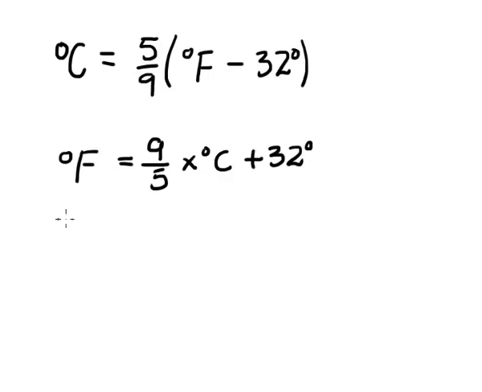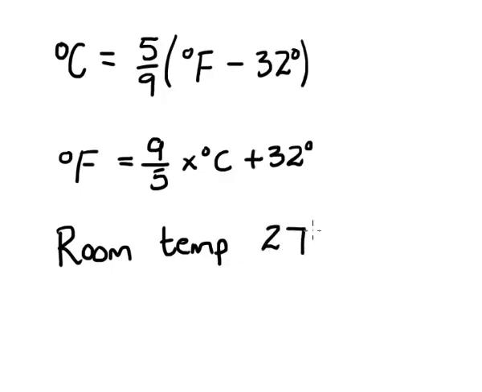So for our first example, room temperature is often used in calculations as 27 degrees Celsius. Okay, so when we talk about room temperature, perhaps temperature that red wine should be kept at, we say that it is 27 degrees Celsius. Now, what is the temperature in Fahrenheit?